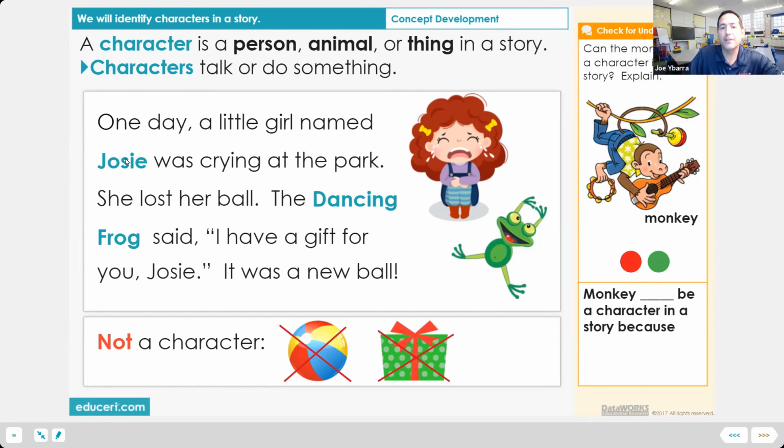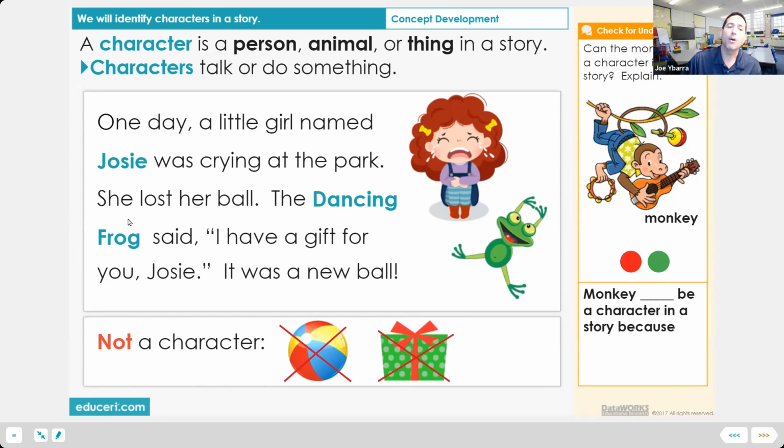All right, I'm going to read it first and you read. One day, a little girl named Josie was crying at the park. Let's all read that. One day, a little girl named Josie was crying at the park. Wait, I have a little girl. Everyone point to yourself because you're a person. Josie's a person. And so she's a person and she's crying. Everyone show me crying. Oh, well, Josie's doing something that a person would do. So Josie is a character in my story.